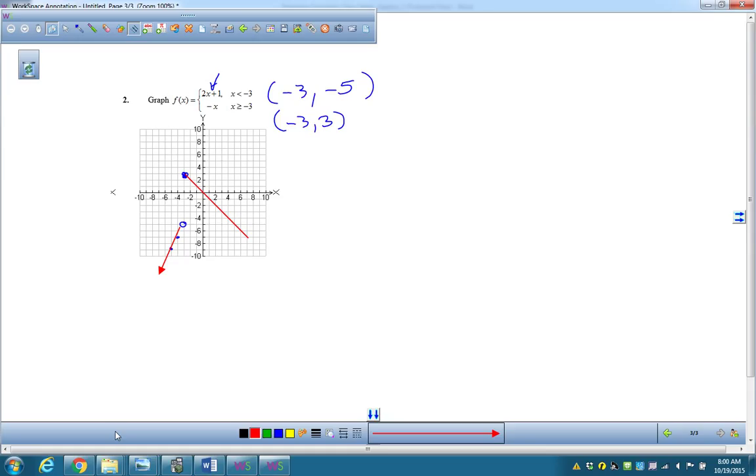Yes, sir? Where did I get the -5 here? I plugged into the first equation, so I take these 2 points and I plug them into both parts, okay? So when I plug in -3, I get out -5, right? I put 2 times -3 is -6, plus 1 gives you -5. See that? Okay? And then I take the other endpoint of this one, and I do that. Okay?